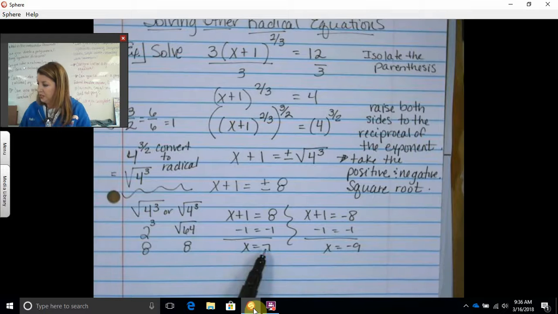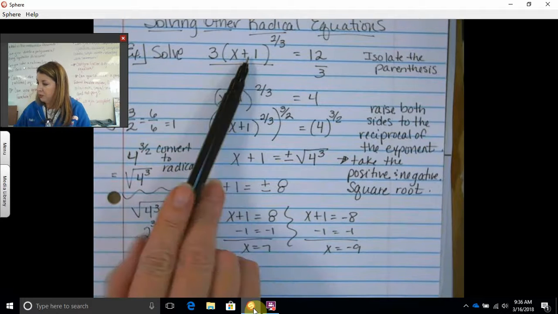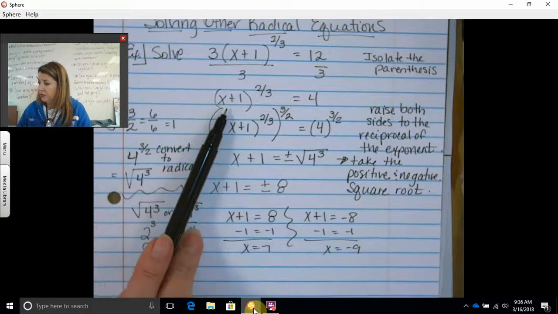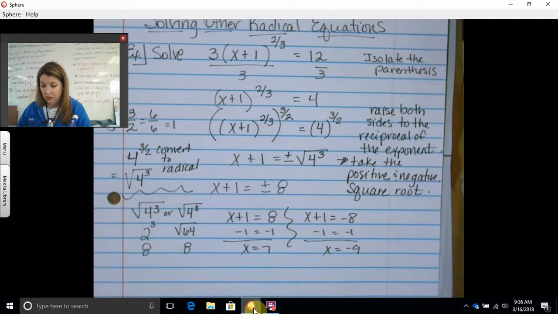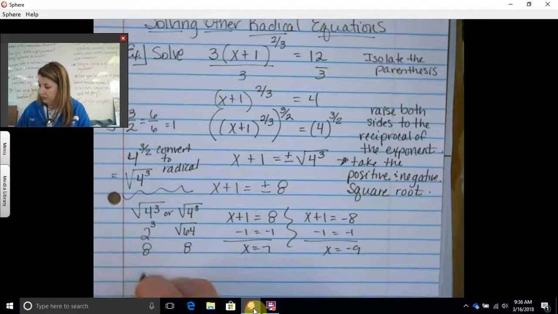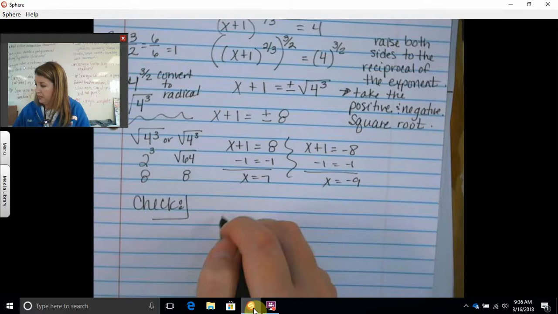And let's just check our answer. Let's substitute 7. You can substitute it into the original or after your parentheses are isolated. 7 plus 1 is 8. 8 raised to the 2/3 power. Let me see. Might need to write this down.